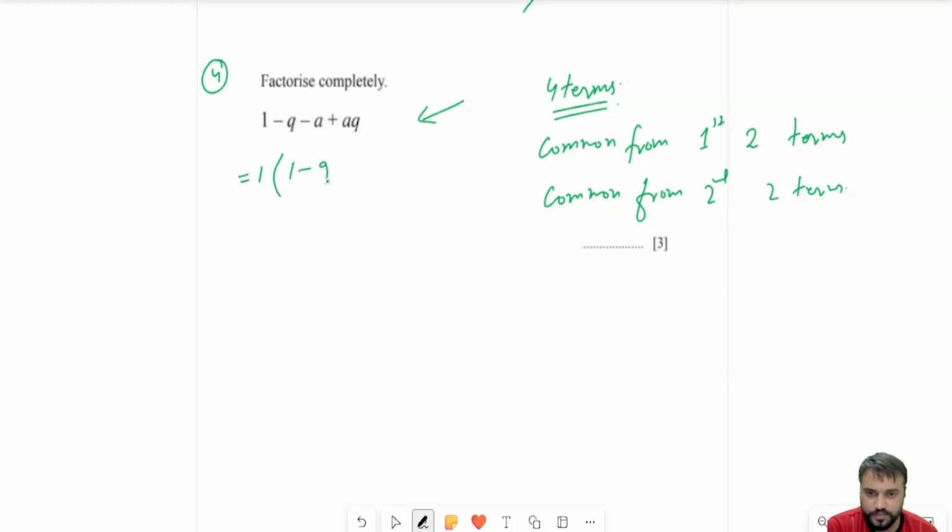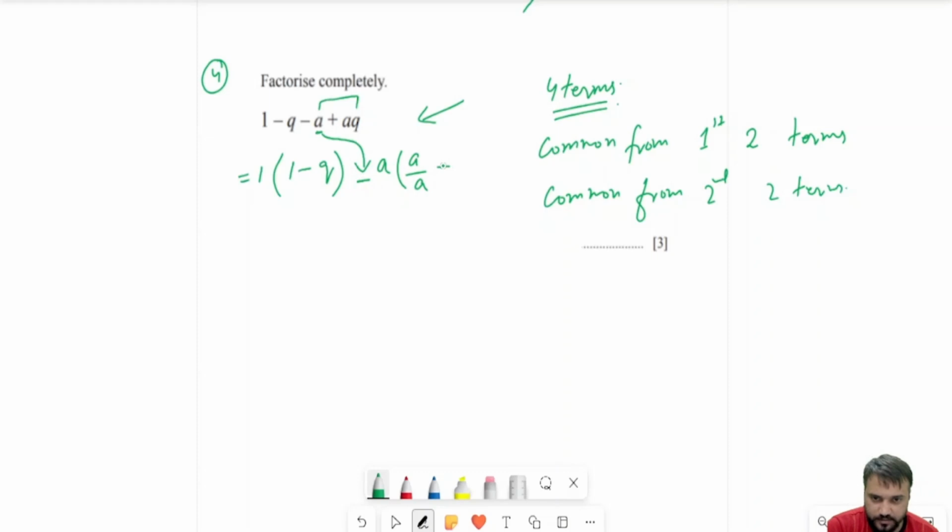The rest is 1 minus q, and the second 2 terms are minus a plus aq. Whatever the sign of the third number will be written here, and here we have common a, the rest will be, so a over a minus into plus, that is equal to minus. The next term aq divided by a. 1 minus q minus a, 1 minus q, because we can cancel a with a.